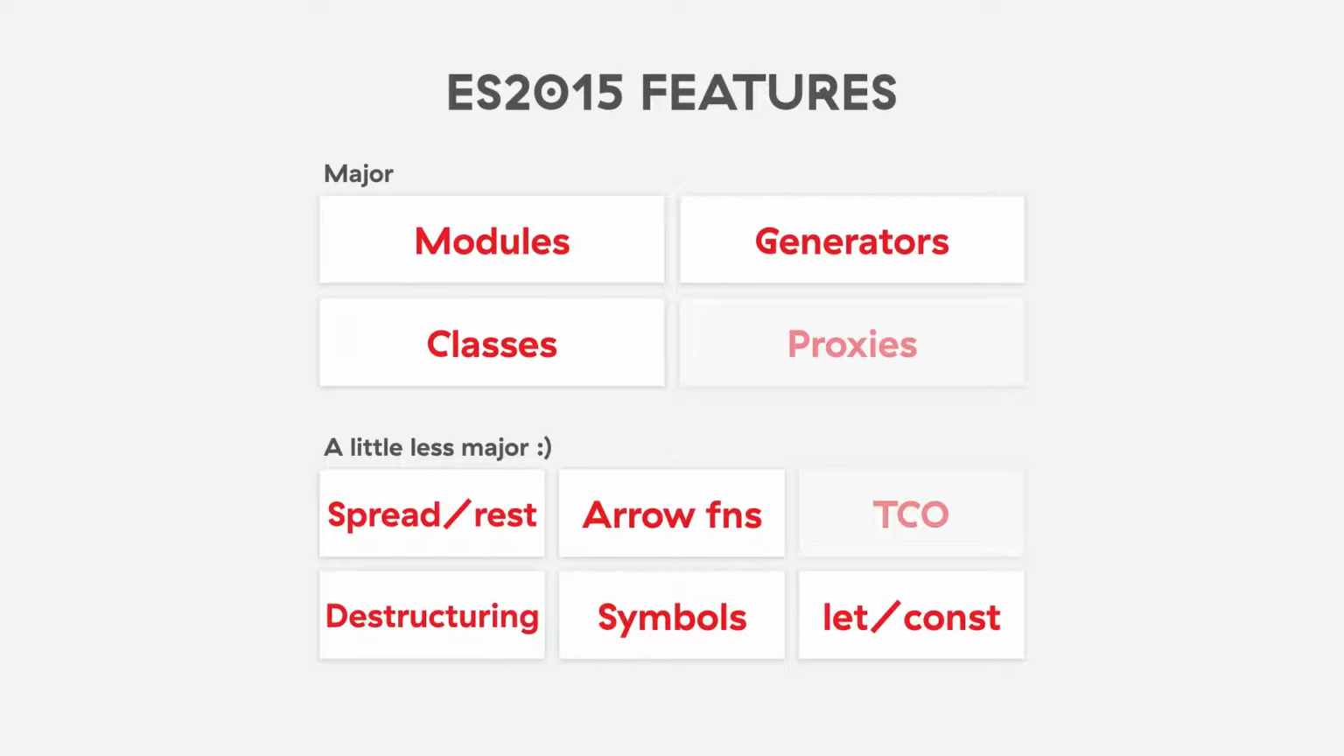Well, again, not exactly, because not everything can be transpiled. For example, proxies and tail call optimizations can't be transpiled. And some features like symbols can be transpiled, but not entirely, and with performance issues.